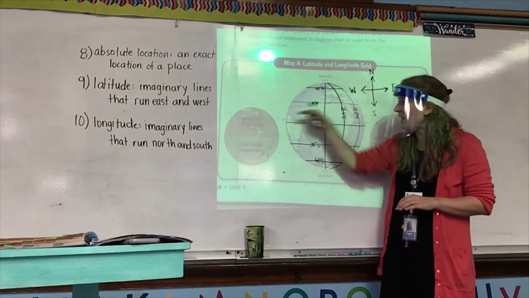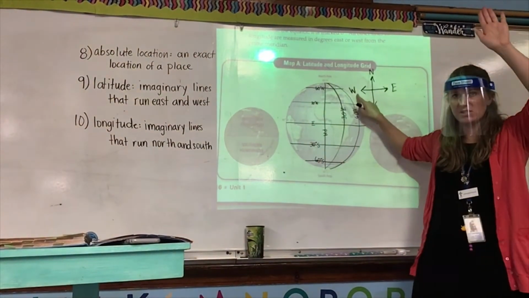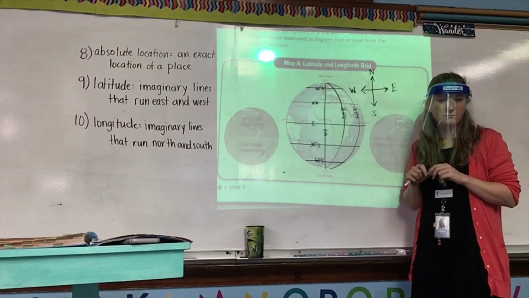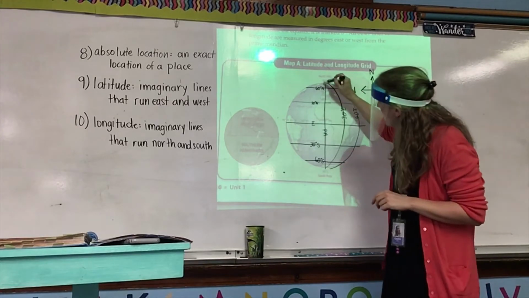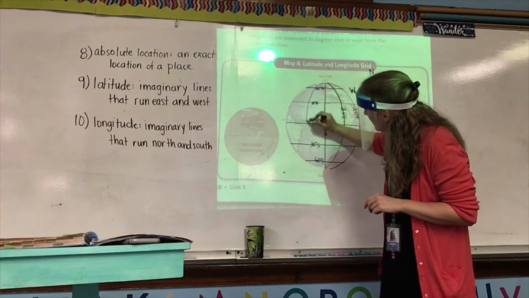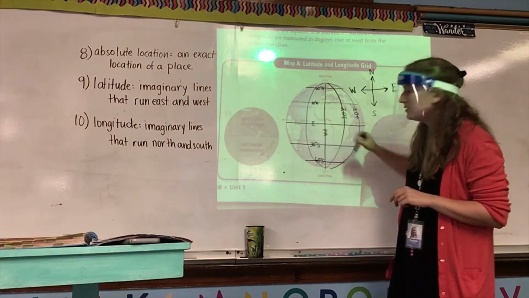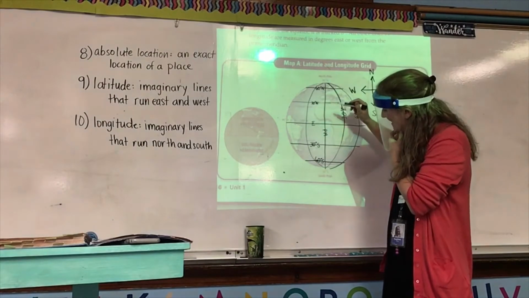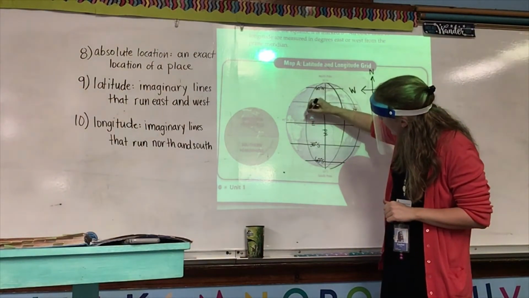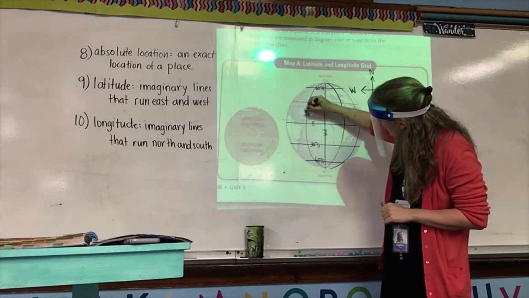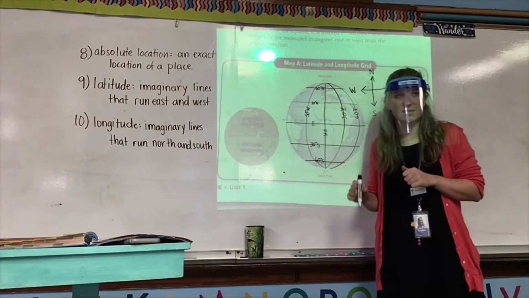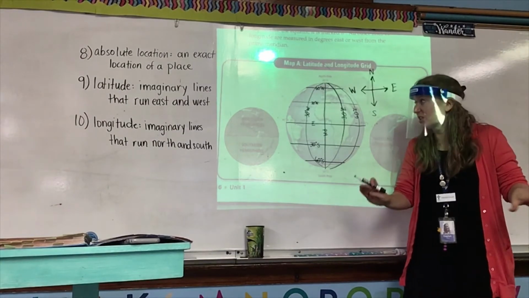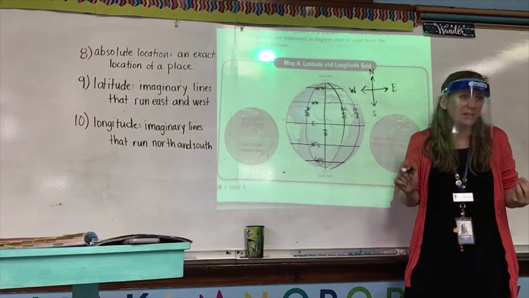Now, if we look to the left, what direction is to the left on a map? Aaron? West. So that means all of these lines to the left of the prime meridian are degrees west. So first we have 30 degrees west because it's the closest one that we see to the prime meridian. It's not the closest to the prime meridian, it's just the closest one that we see.